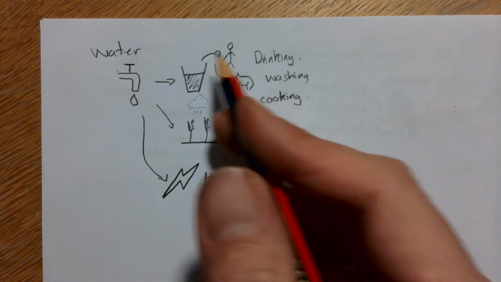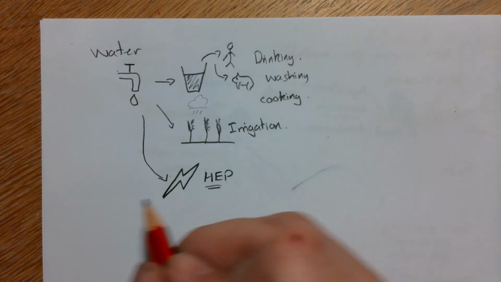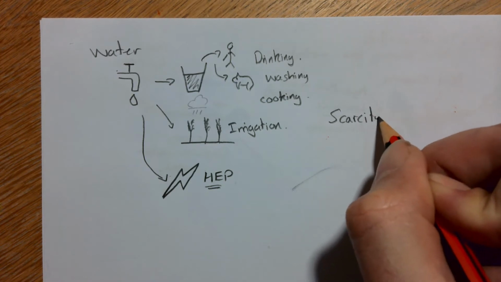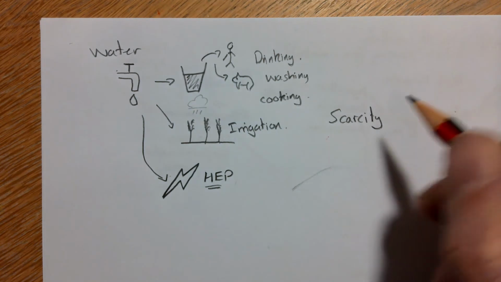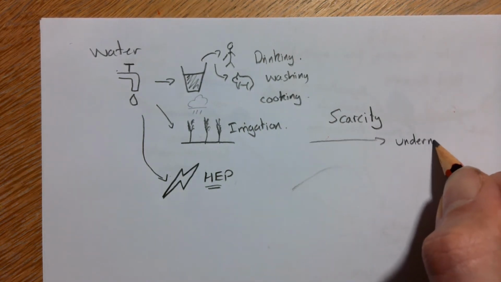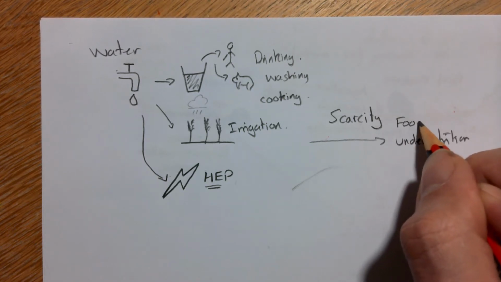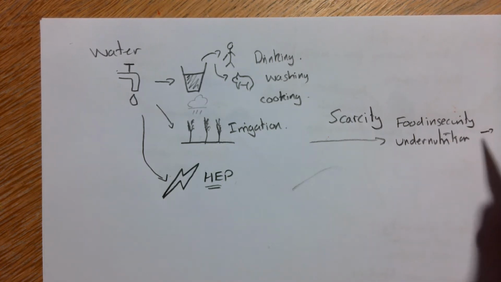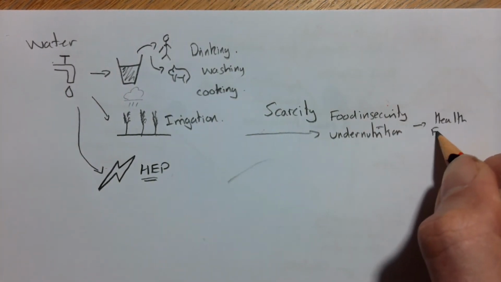So let's have a look at the impact of having a lack of water or a water scarcity. That means not enough of it. Well, firstly, you're going to have a problem with undernutrition and food insecurity, which, as we know, can have a knock-on effect for health and the economy.